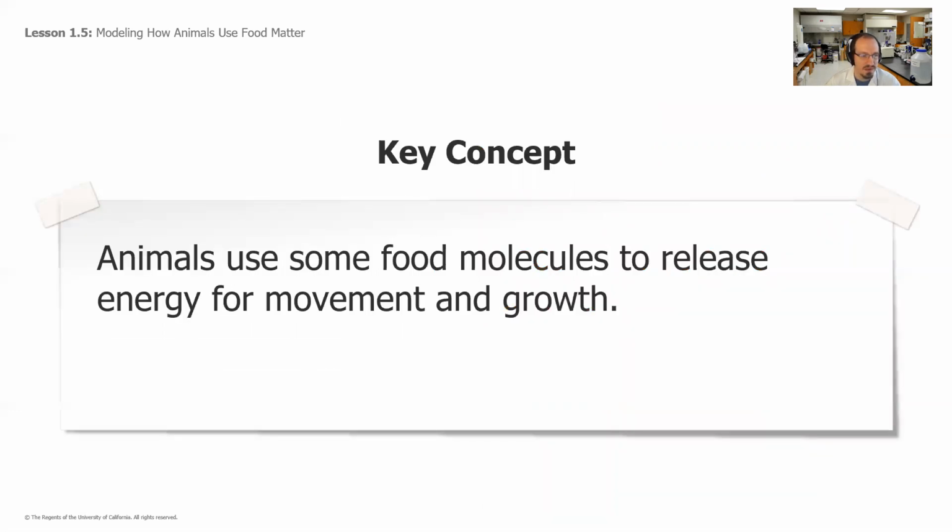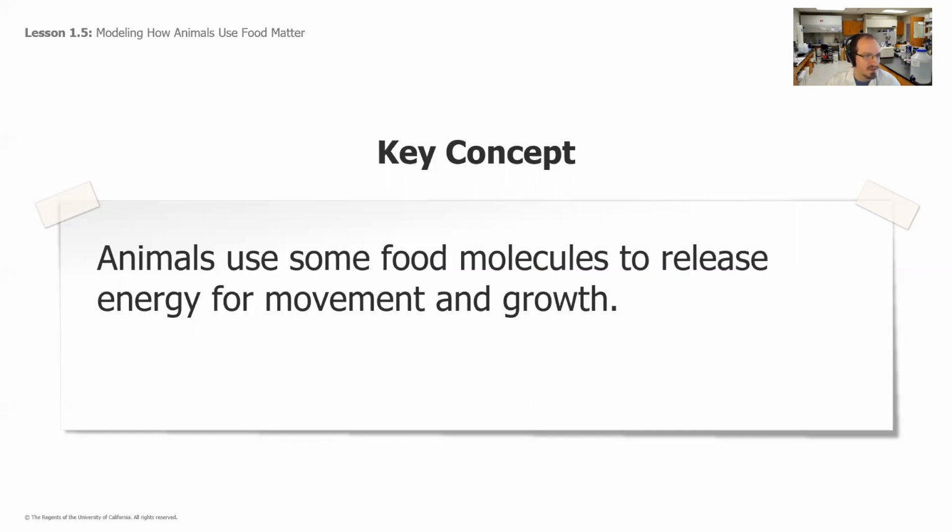Okay, and you should have come up with something similar to this. So our next key concept that you're going to write down in the box off to the right here and also in your notebooks, is that animals use some food molecules to release energy for movement and growth. So we know that not all food molecules can become body molecules, right? It takes energy to be an organism that moves and grows. So that energy also comes from our food molecules.